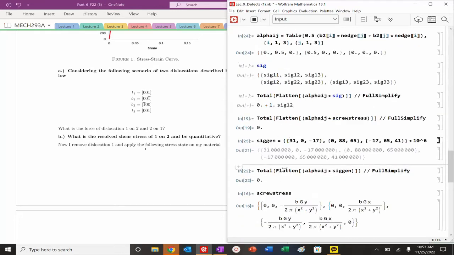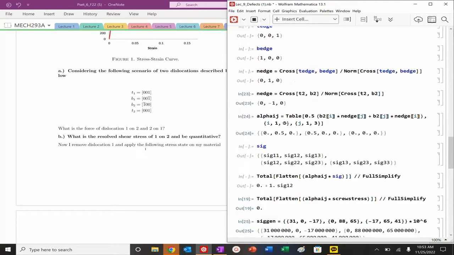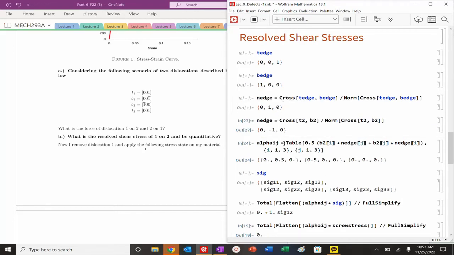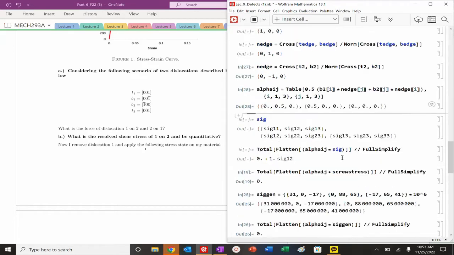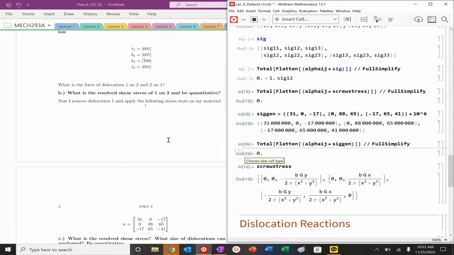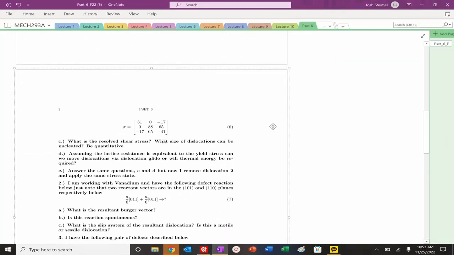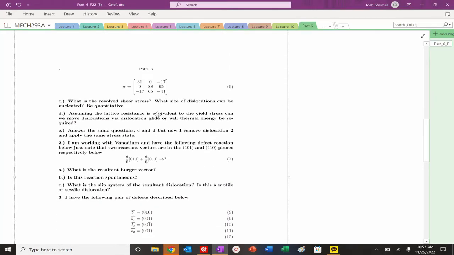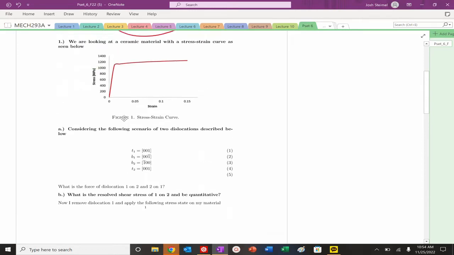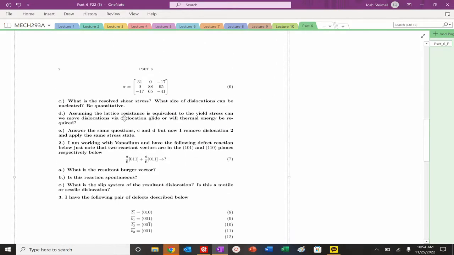But again, if we have this flattened alpha ij, even if we have our new edge here, T2 B2, and nothing. So 0, 0, 0, and that's what we got. Assuming lattice resistance equals critical yield stress, can we move dislocations via dislocation glide, or will thermal energy be required here? So again, because we don't have any resolved shear stress, we really can't even answer that question.